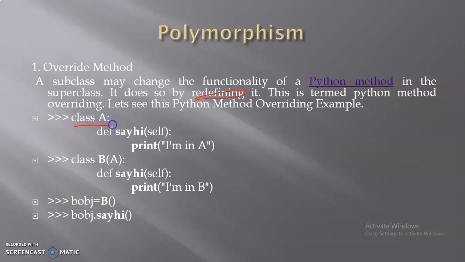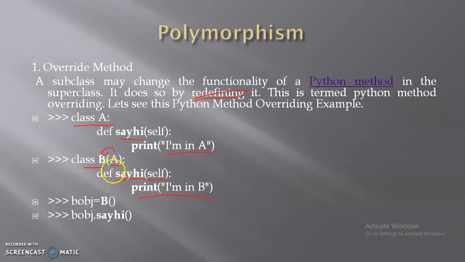Here we are creating one class as A and a method say hi, and we are printing a message I am in A. And we are creating another class B, with the base class A. From the A class, B class is derived. Now I'm using the same method name say hi, and the parameter is self, print I am in B.